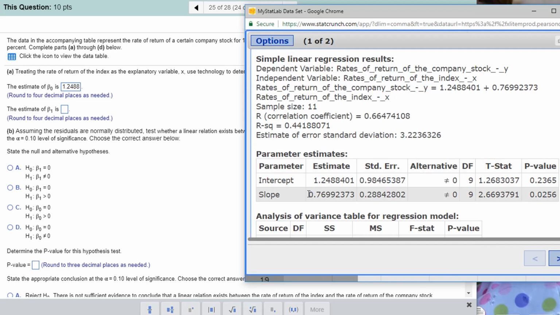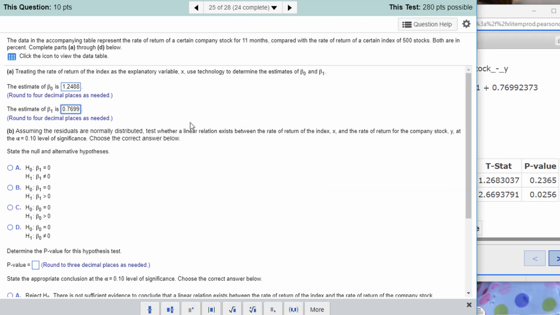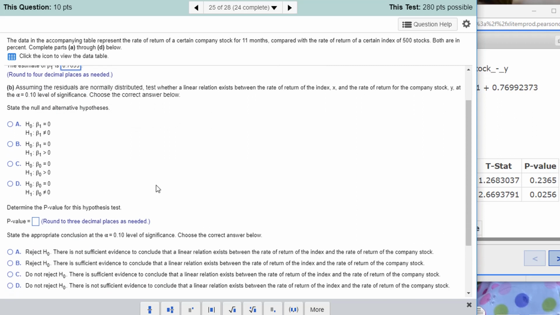1.2488, and we've got 0.7699. Okay. Now, assuming the residuals are normally distributed, test whether a linear relation exists between the rate of return of the index x and the rate of return of this. Okay, so does a linear relationship exist?